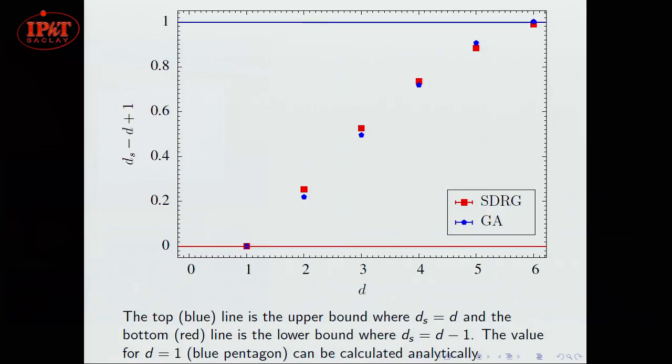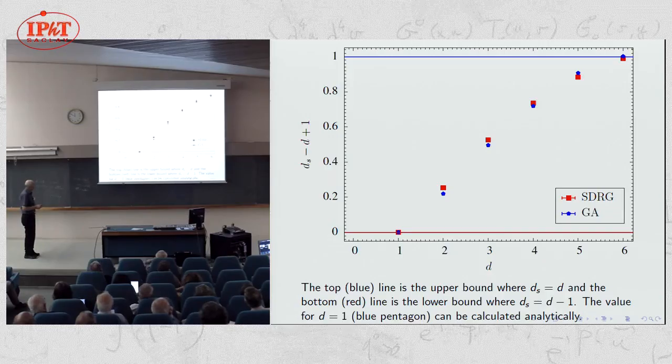Well, these are the results for ds plotted against d. The red ones are SDRG, the second ones are GA. There's no reason why these two should be the same. They both give the exact answer 0 for ds in 1 dimension, and they're both approaching the point ds equals d as you go towards 6 dimensions. When ds equals d, this upper limit, which is the bound of the value of ds, is being approached. This is the lower limit of this quantity when ds is equal to d minus 1, which corresponds to a straight interface across the system. So values of ds have to lie between d and d minus 1.